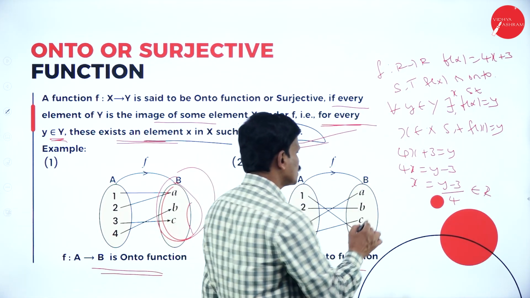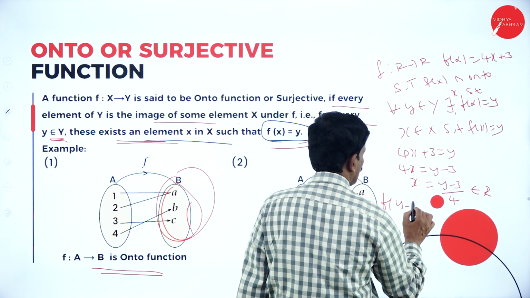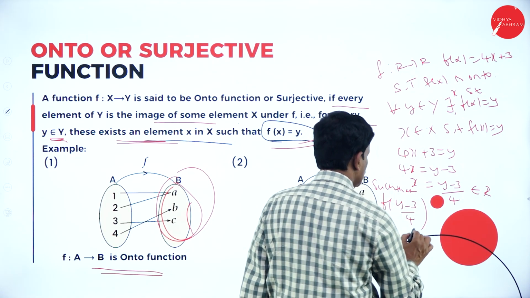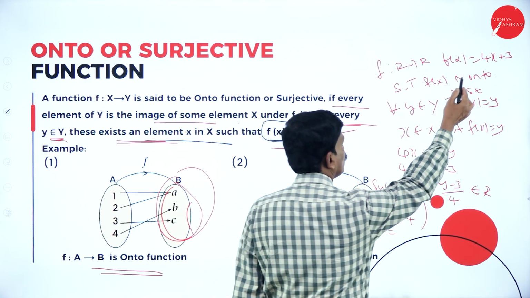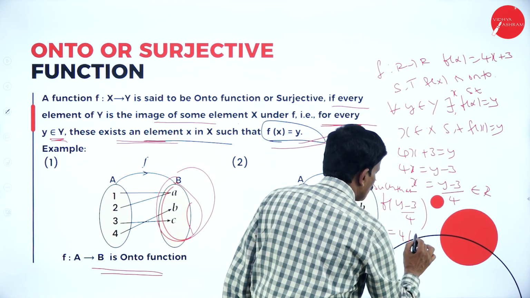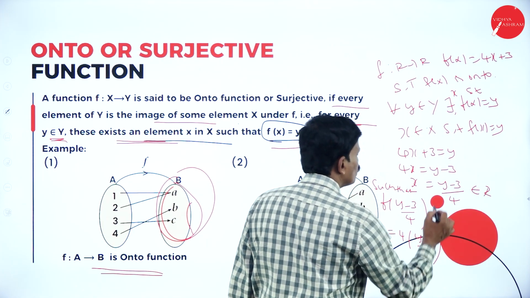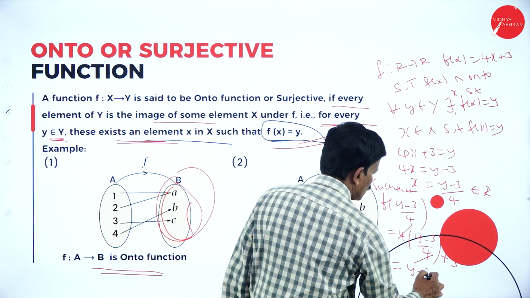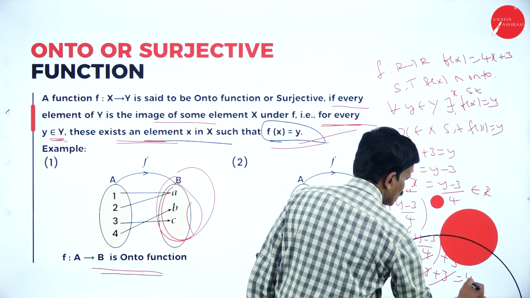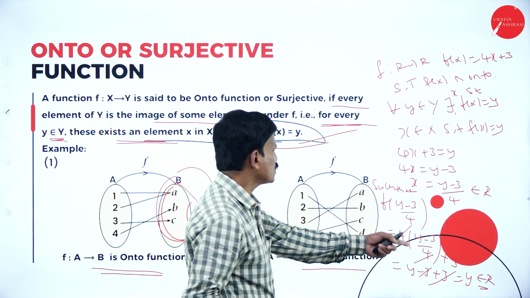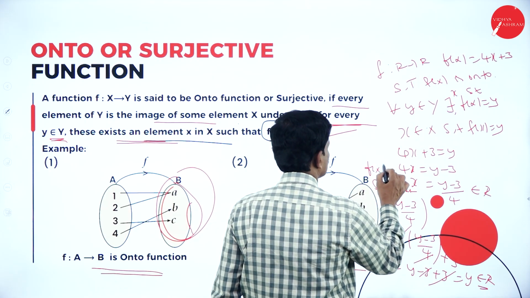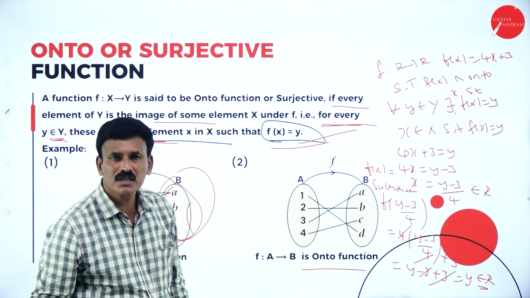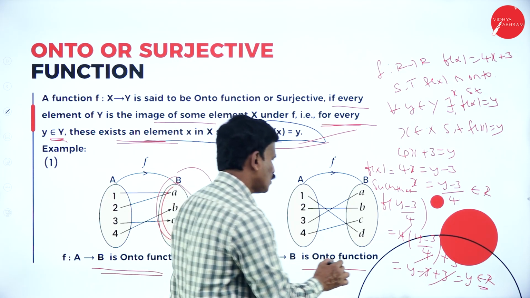Now f of (y minus 3) by 4 is equal to, substituting the value of x, 4 times (y minus 3) by 4 plus 3. This 4 gets cancelled, you have y minus 3 plus 3, minus 3 plus 3 gets cancelled, and you get y, which belongs to R. So f(x) is equal to y. This condition is satisfied. So therefore f is called an onto function.